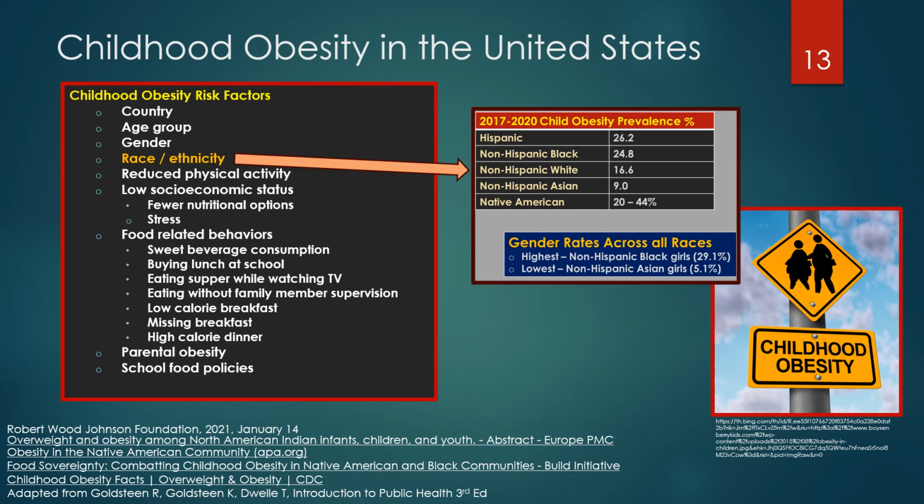Native American children have the highest obesity rates, ranging from 20 to 44%, dependent on tribe and age grouping measured. Non-Hispanic Black girls have the highest childhood gender obesity rates across all races at 29.1%, and non-Hispanic Asian girls had the lowest rates across all races at 5.1%.